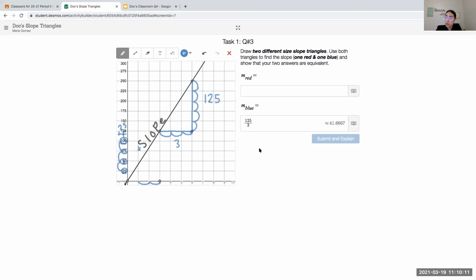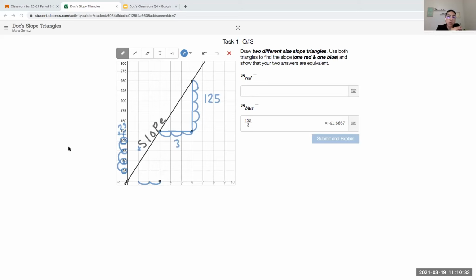Yes, sometimes we will get a bigger number on top, but as long as you keep in mind your rise is the number on the top and run is the number on the bottom, then that's fine. So that is how you would complete slide 7. You're still responsible for doing 4, 5, 6, and 8 on your own.